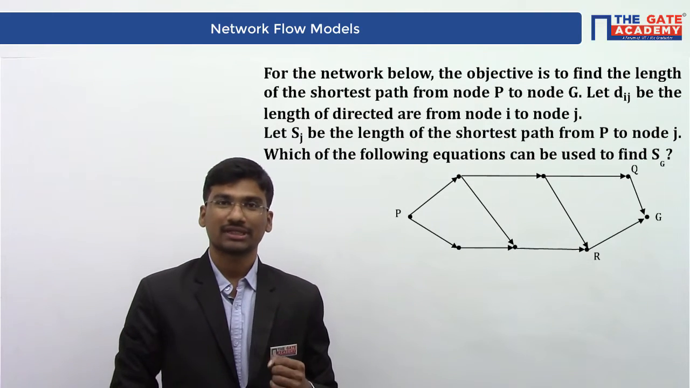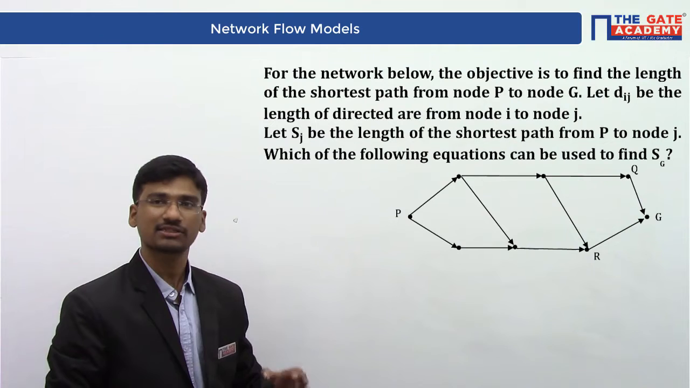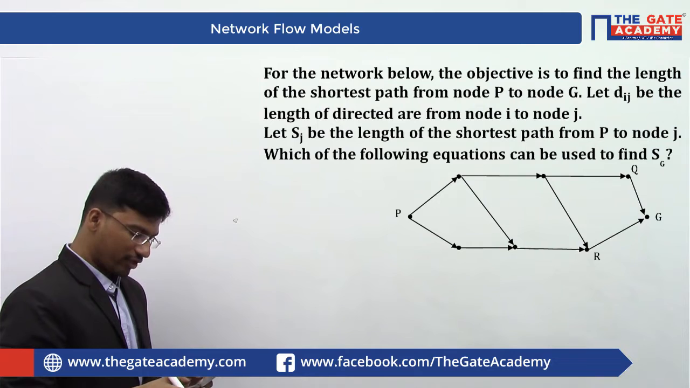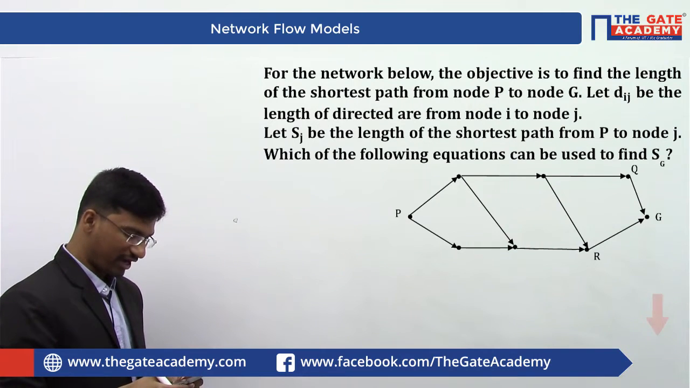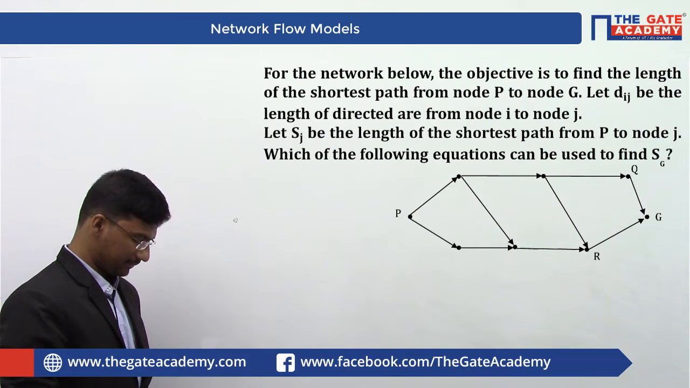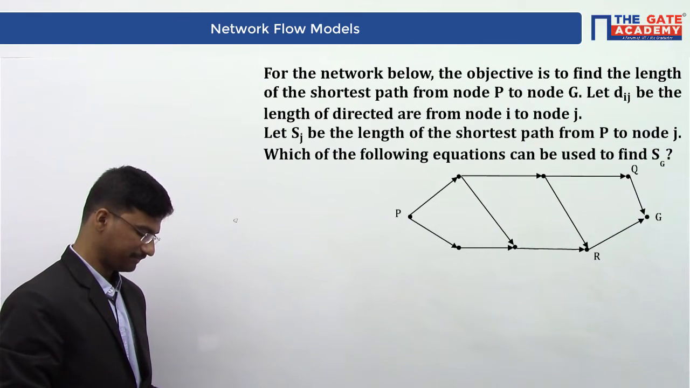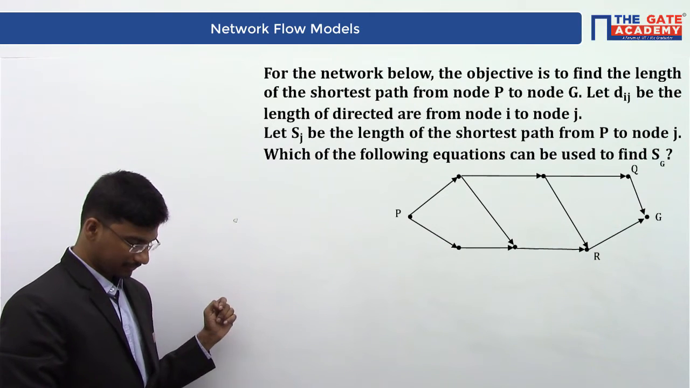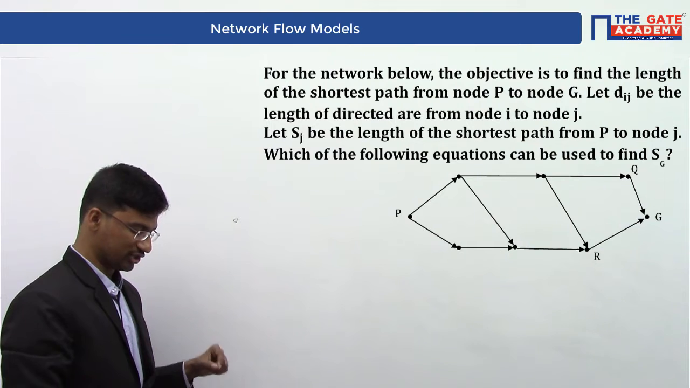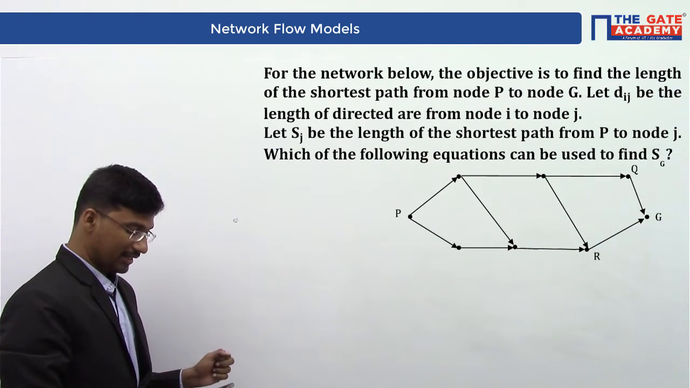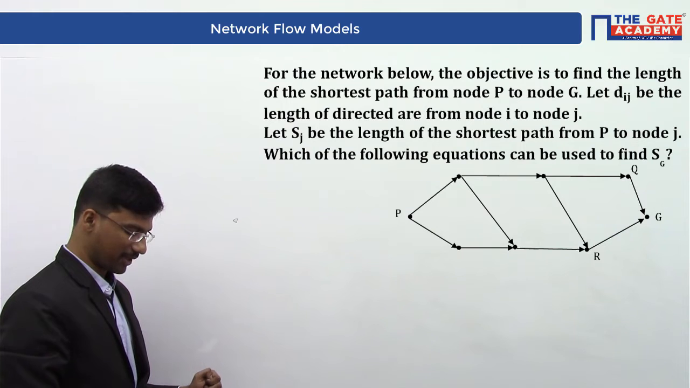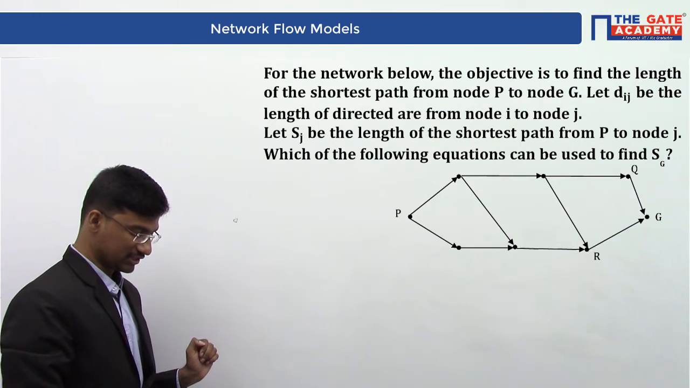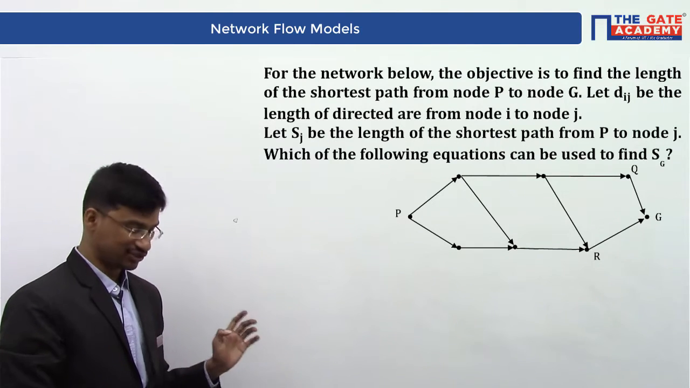The given question is the GATE 2008 question, and it is based on the shortest route algorithm. The question goes like this: for the network below, the objective is to find the length of the shortest path from node P to node G. Let Dij be the length of the directed arc from node I to node J. Let Sj be the length of the shortest path from P to node J. Which of the following equations can be used to find Sg?